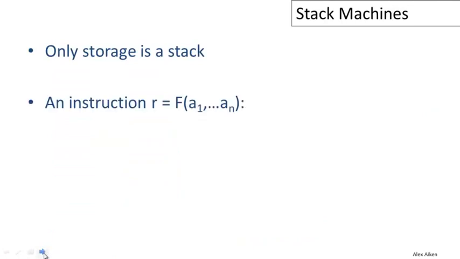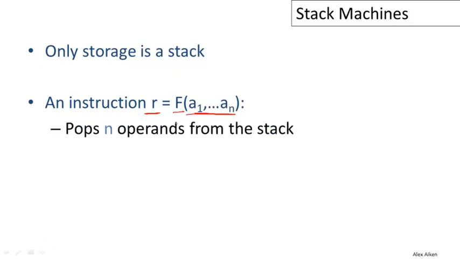So in a stack machine, you might guess that the primary storage is some kind of a stack, and you would be right. In fact, the only storage that a stack machine has is a stack. And the way a stack machine works is that it executes an instruction. All instructions have the form: there's some function of some arguments, and they produce one result.